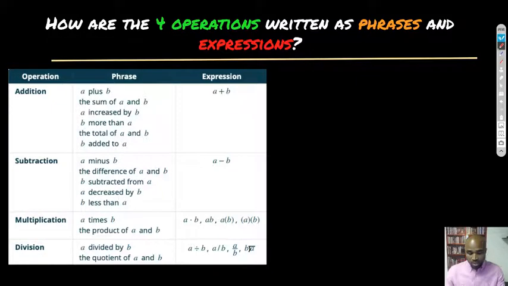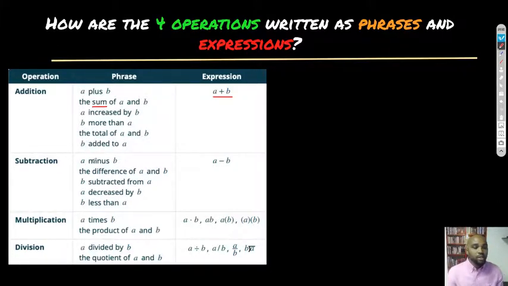So let's look at this. Addition. When you see addition, here's a few ways that you're going to know how to write it. So the expression is going to sound like a plus b, but it'll look like this, a plus b. The sum of a and b, there's a key word we talked about before. A increased by b, so you already had a, but you increased it by b. B more than a, the total of a and b. B added to a, you get the idea.